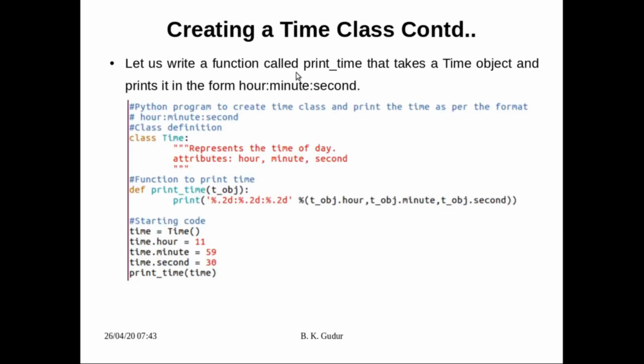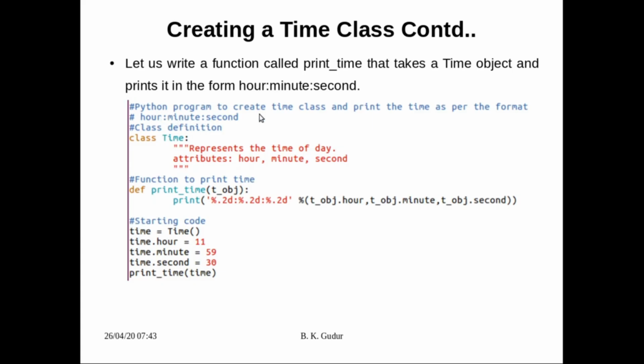Now, once we create a class and initialize the attributes, we can write a function called print_time that takes a time object and prints it in the form of hour, minute and second. So here we are going to write one function which will print that time object. That function will take a time object as a parameter, and it will print the time in the form of hour, minute and second.